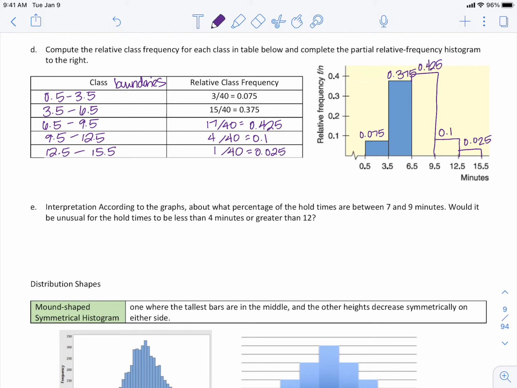All right, according to the graphs, about what percentage of the hold times are between 7 and 9 minutes? Would it be unusual for the hold times to be less than 4 minutes or greater than 12? I would like you to answer this, please.